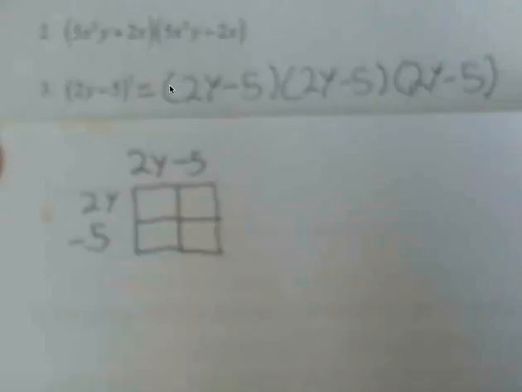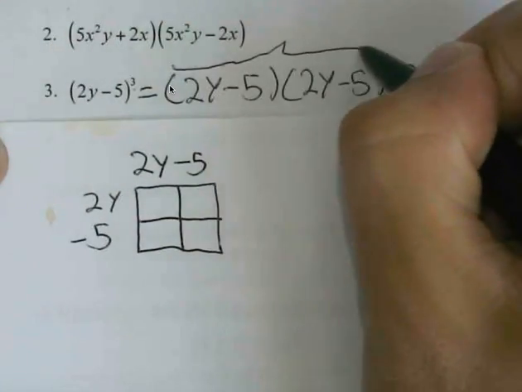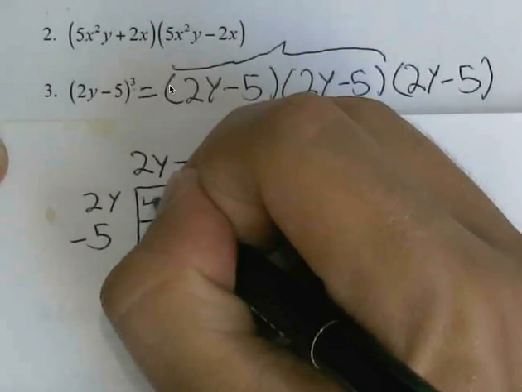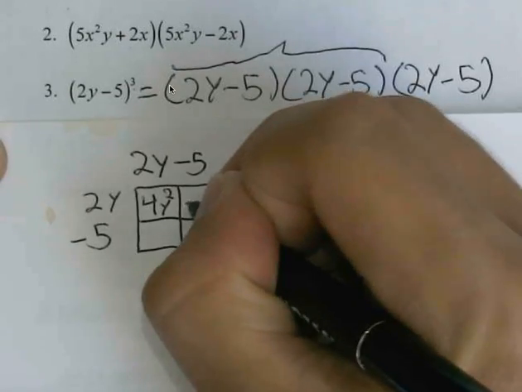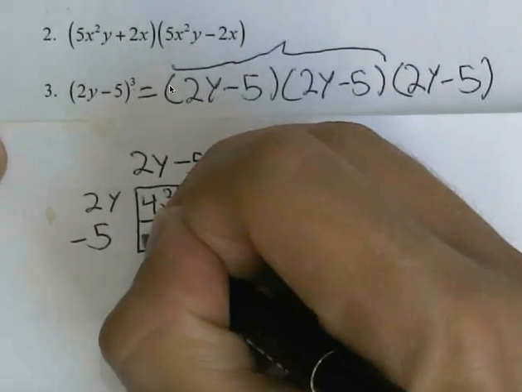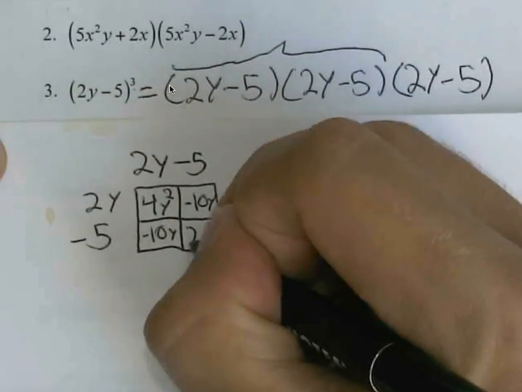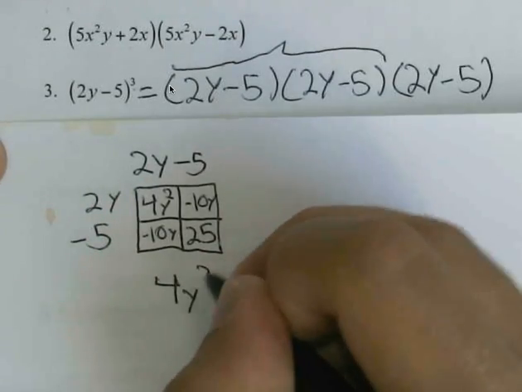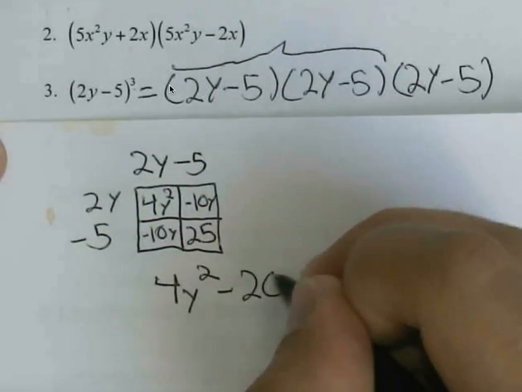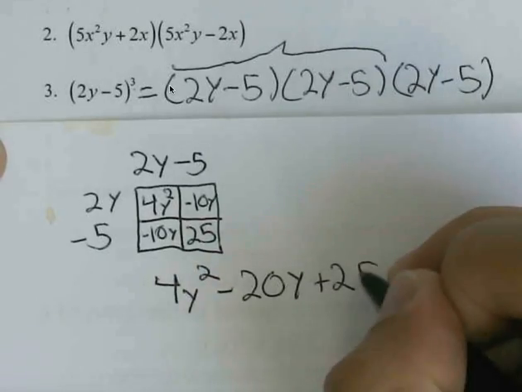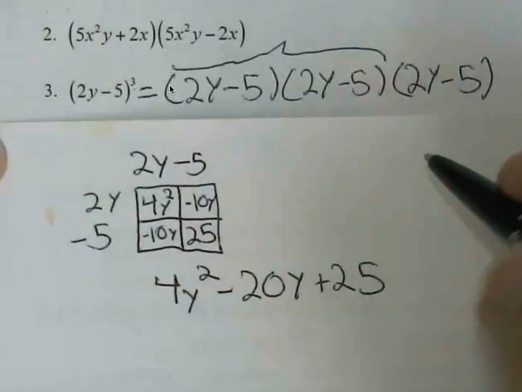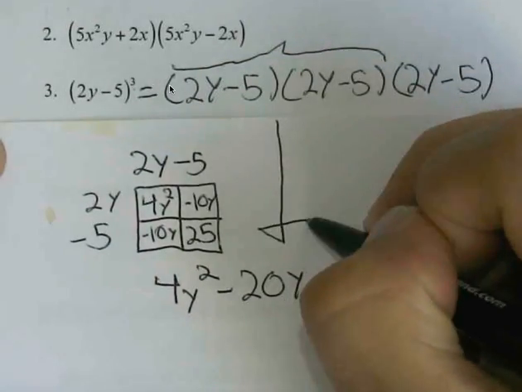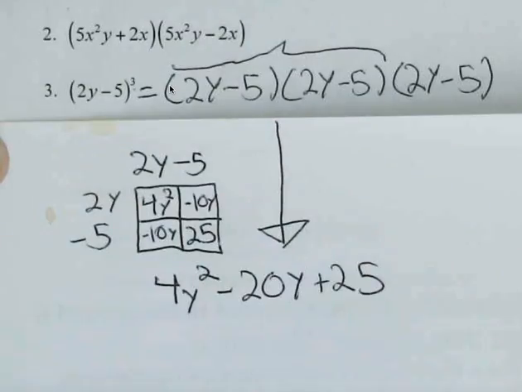So I first will focus on the first two terms being squared. So this will get you 4y squared minus 10y, positive 25. So I can rewrite this to 4y squared minus 20y plus 25. And so again, this is just the product for these first two terms. We still have this third one to focus on.